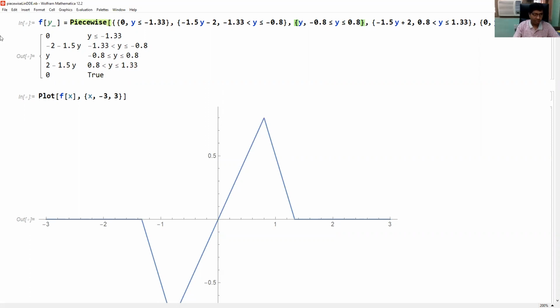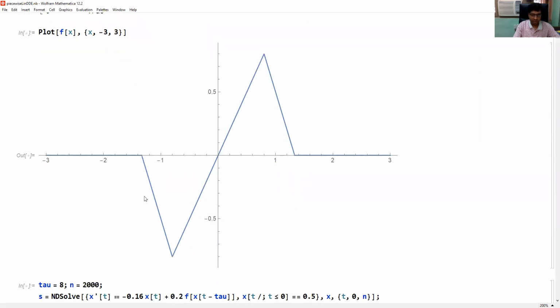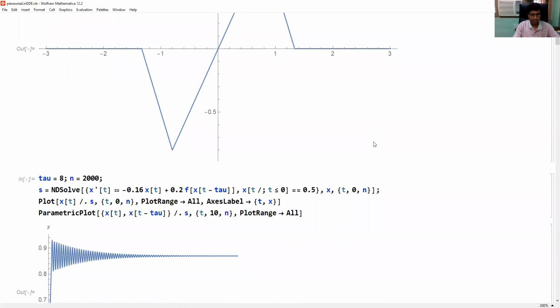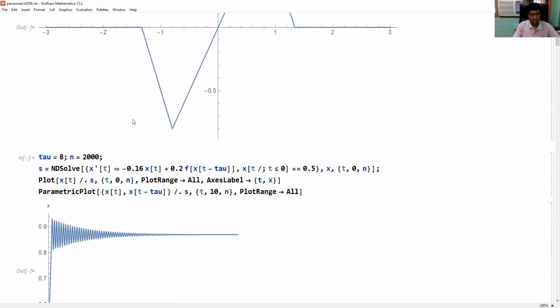So here it is, the output looks like this, whatever we are writing in the notebook. This is the plot of this function. You can easily see that this is a piecewise linear function. Now we solve this system. So the command is like this.